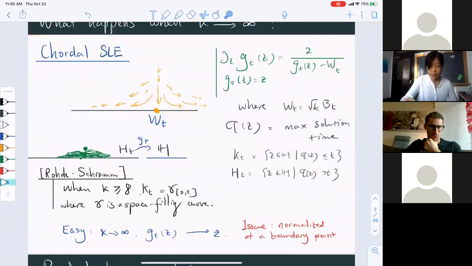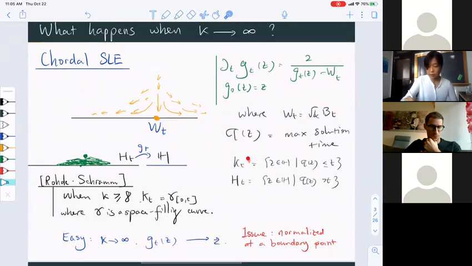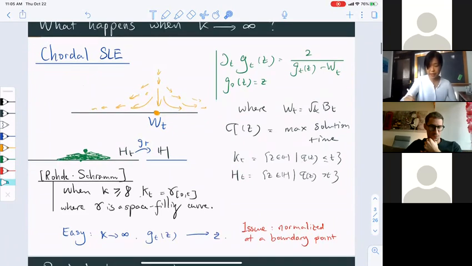The way we define the chordal SLE is to first define tau_z to be the maximal solution time. Since there is a singularity, at some point it will hit this singularity within finite time. The time where it hits the singularity is called tau_z, and it depends on z. If we look at all the points which hit the singularity before time t, this is denoted by K_t. Those that haven't hit the singularity before time t form the domain H_t. H_t can be shown to be a simply connected domain. Moreover, g_t is a conformal map from H_t to the upper half plane.